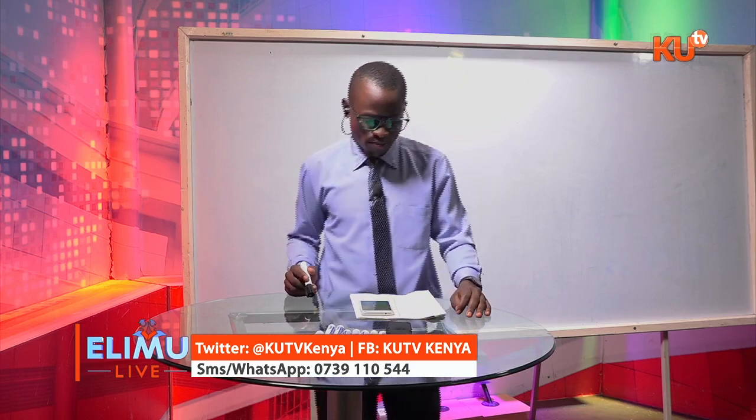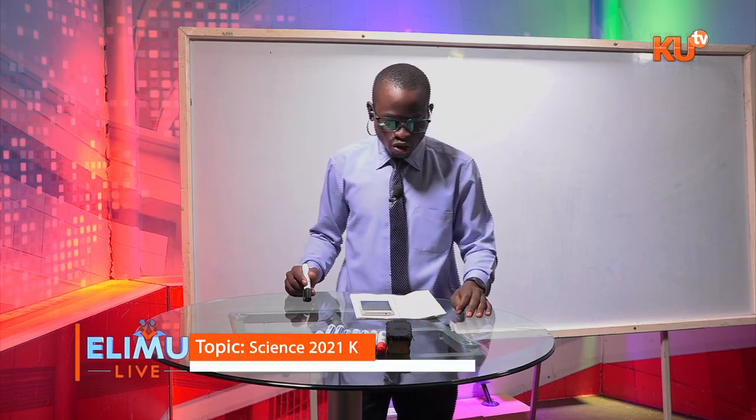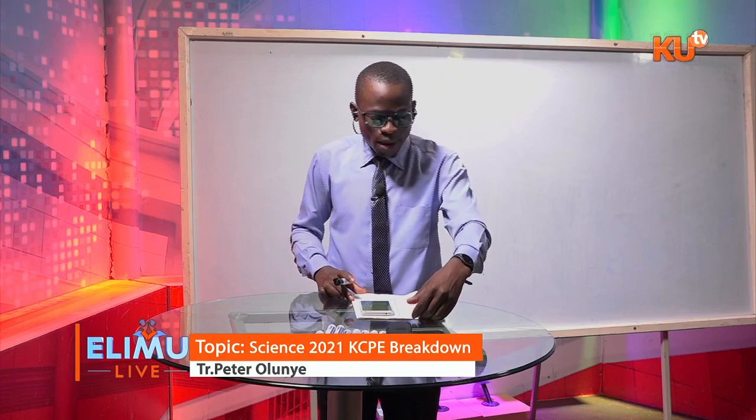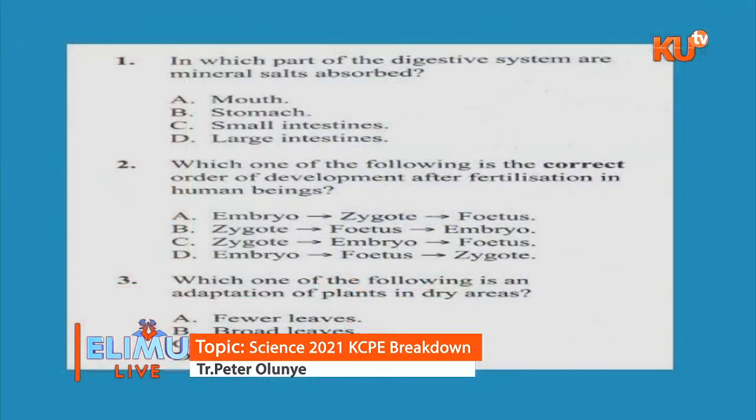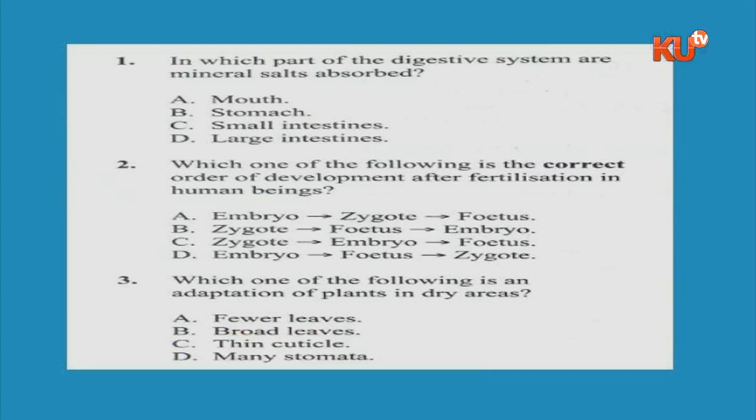This question, boys and girls, was talking about: in which part of the digestive system are mineral salts absorbed? In which part of the digestive system are mineral salts absorbed? A, is it mouth? B, is it stomach? C, small intestine? Or D, large intestine?